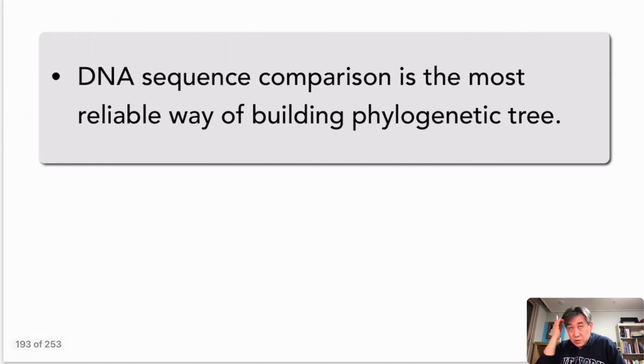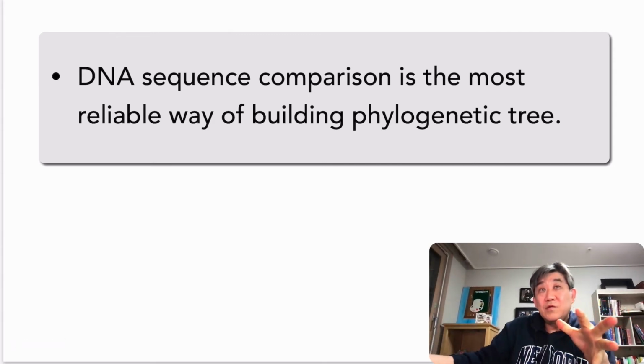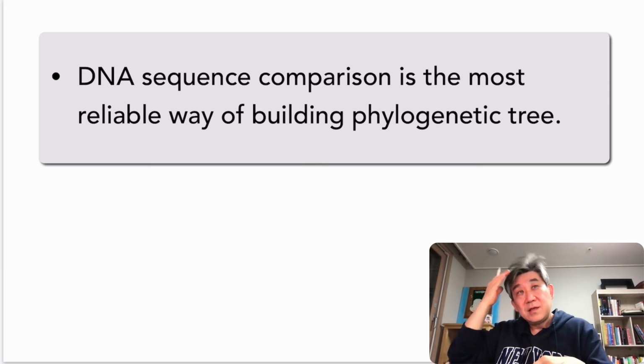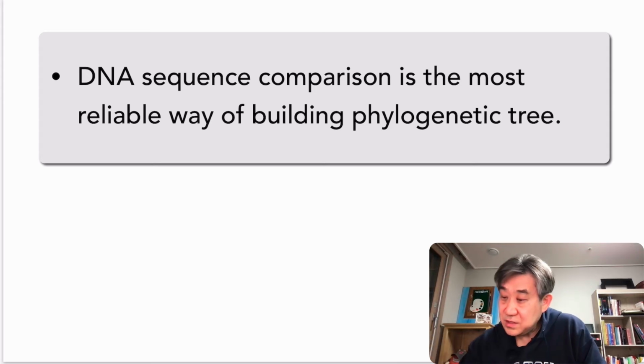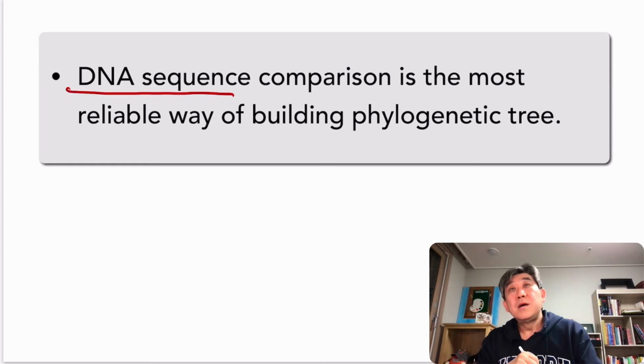And so those are some of the comparative morphology and anatomy, with the help of fossil records. But in modern days, as the ultimate determinant of assigning relative evolutionary relationships, I could dare say that DNA sequence comparison is the thing. The most reliable way of building such a phylogenetic tree.